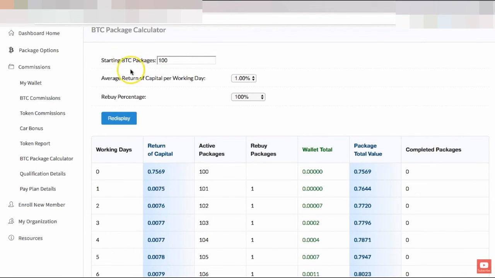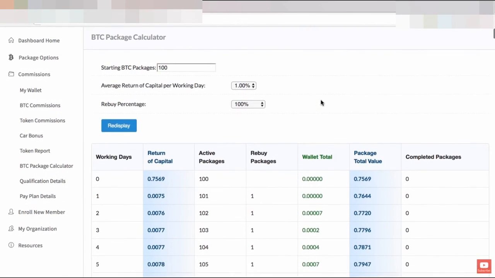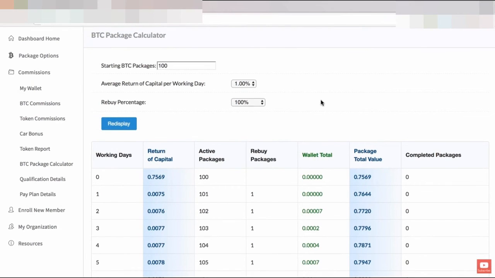Have a play around with it in terms of packages, the rebuy percentage, the daily returns, and how it all differs. And the wallet total. Just make sure you understand what that means in terms of compounding and not compounding, and when you can draw money out, after you decide not to compound, and then allow a time for that return on capital to build up and withdraw however much you want.